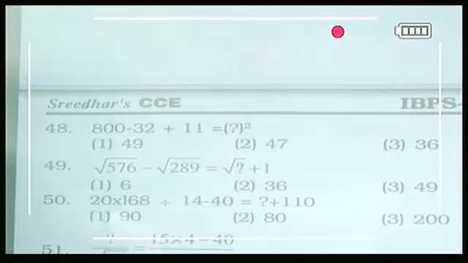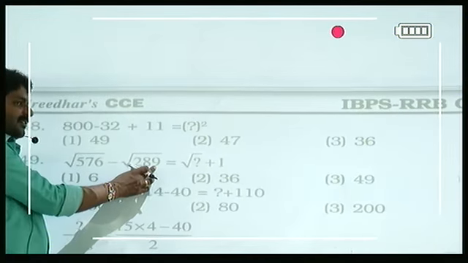How much is this? 24. This is 17. 24 minus 17? 7. You already have plus 1 here. Take that to left hand side. Minus 1. 7 minus 1, 6. Root 36 should be equal to 6. Root 36. Answer is 36. Next.